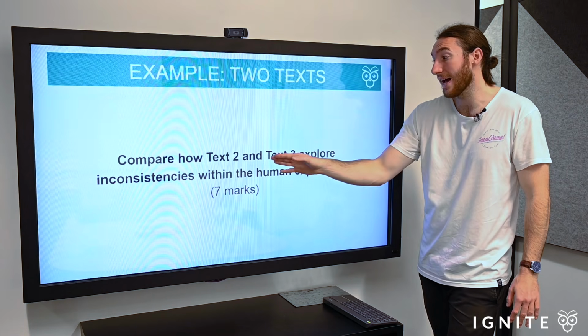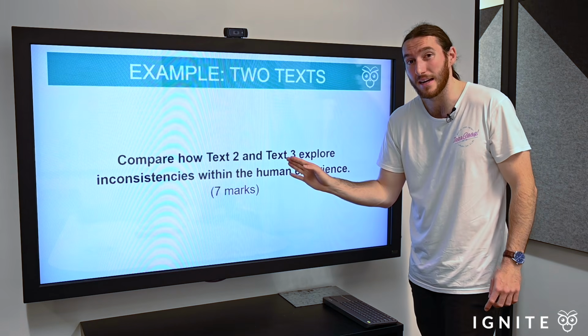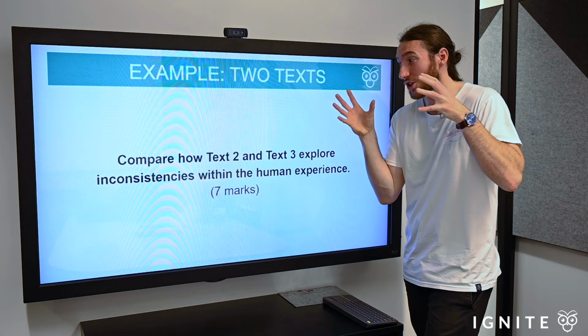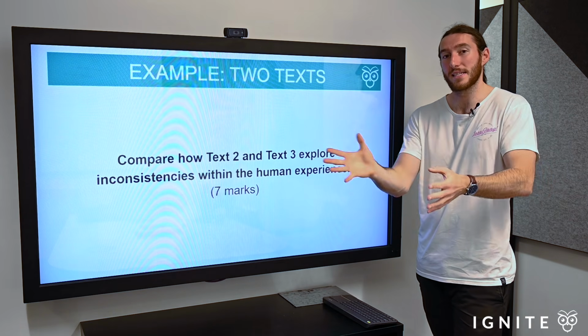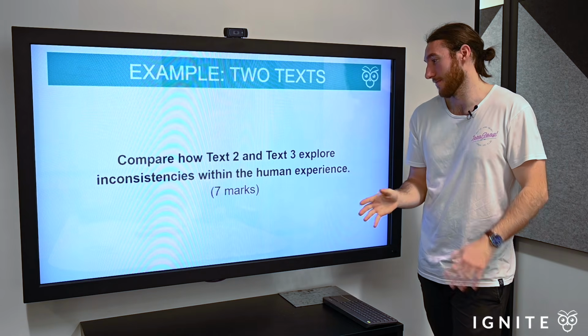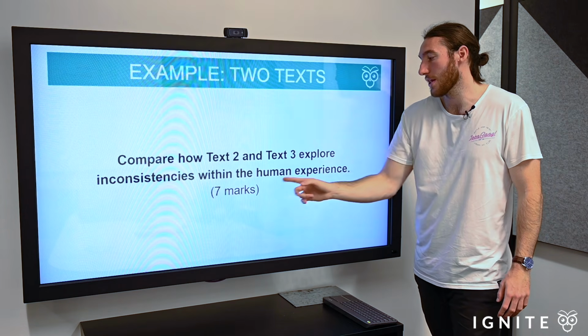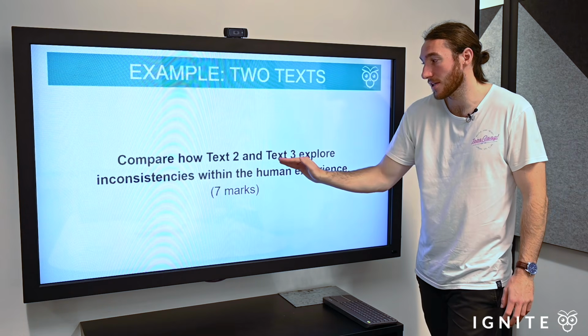Compare how text 2 and text 3, so it will mention the two texts, it actually mentions them specifically. Don't expect it to give you a choice and you just pick any two you like. It could just actually tell you exactly what ones it wants you to talk about. I think that's more likely with the way this paper and this new syllabus is going. So compare how the two texts explore inconsistencies within the human experience. Now with a question like that, it's 7 marks and it's a comparison of the two texts.